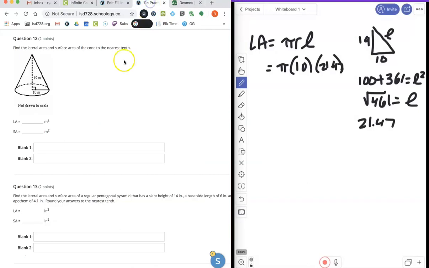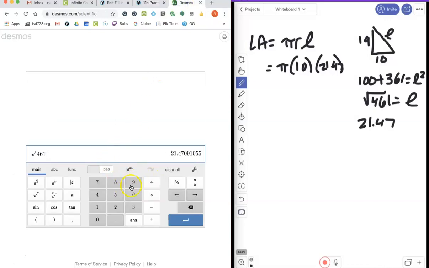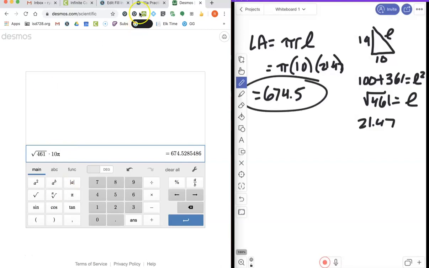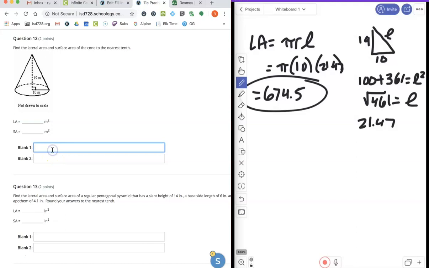This one, it looks like we're not leaving in terms of pi, so we're going to put all that into the calculator here to get our lateral area. So we're going to do our 21.47, which I already have, times 10 pi. So 674.5 is our answer to the nearest tenth for the lateral area. All right, then the surface area is just going to be adding a base onto that.